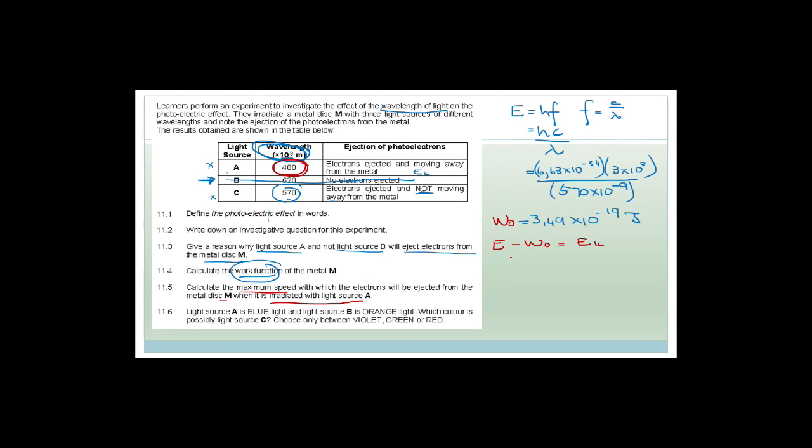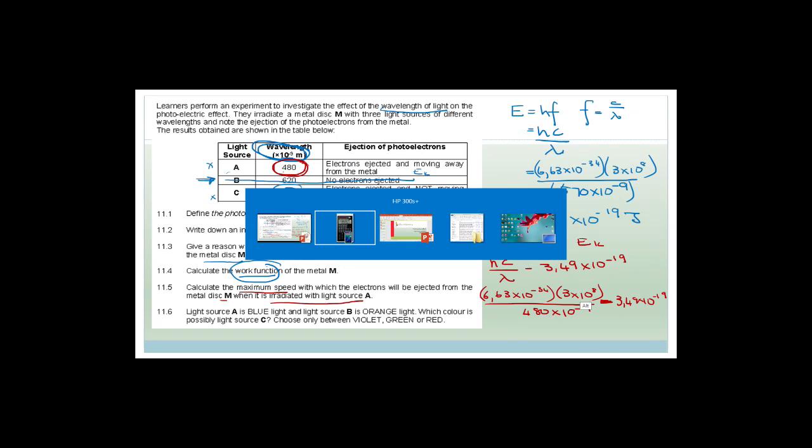All right. So we know that this is again hc over the wavelength minus this work function, 3.49 times 10 to the negative 19. Let's work out the first bit first. Let's work out what the kinetic energy is, and then we'll work out what the speed is. Okay, so h is 6.63 times 10 to the negative 34. Again, guys, it's on your formula sheet. 3 times 10 to the 8 all over the wavelength, and the wavelength is 480 times 10 to the negative 9. Okay, and we're going to subtract 3.49 times 10 to the negative 19, and that's going to give us our kinetic energy.